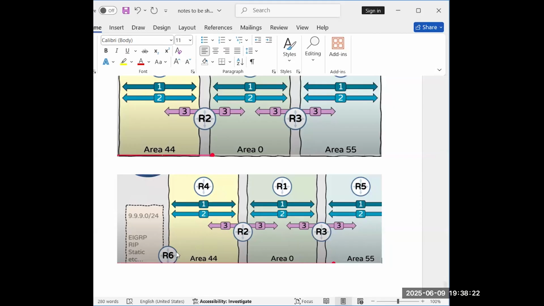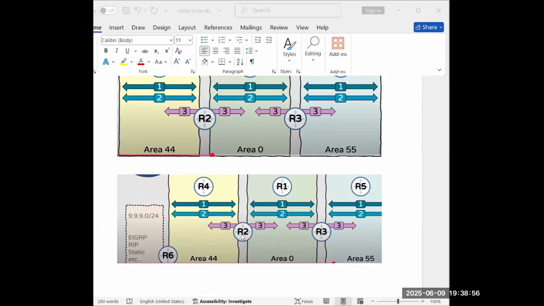Oh, I'm sorry. So this is the ASBR router, where the 9.9 network is being advertised from a different routing protocol and injected into the OSPF domain. So this will be a type 5 LSA from the ASBR. Type 4 is generated from R6? R6 is type 5. Type 5. Okay. And what is type 4?